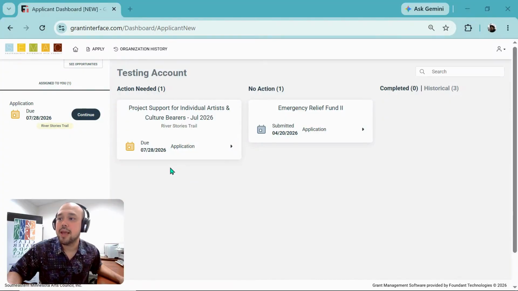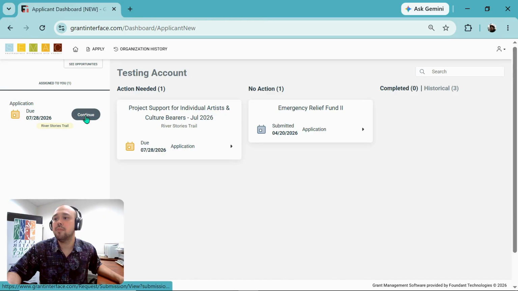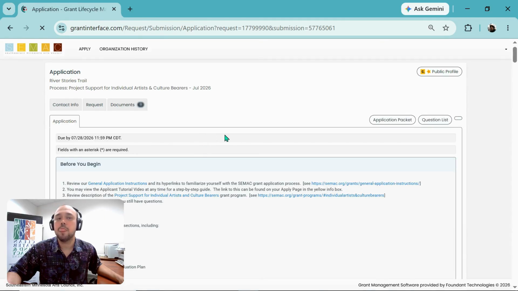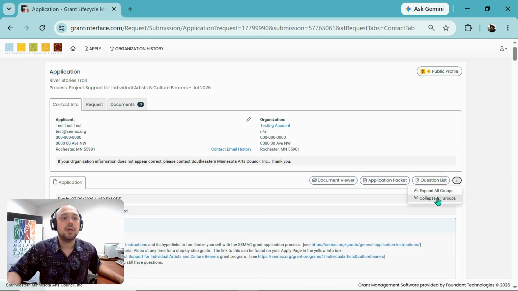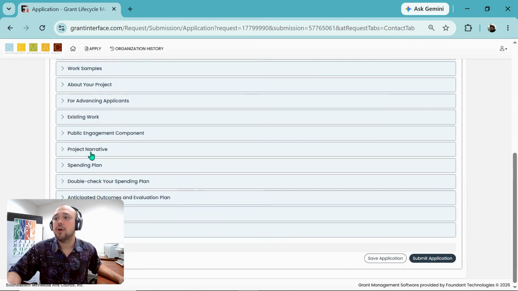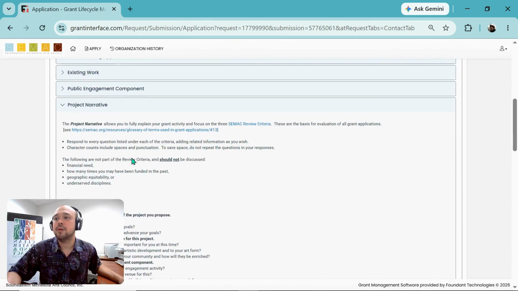All right, here we are back at the dashboard page. I will go right into the application form. We have a lot to cover today. So, today we will be talking about project narrative. Make sure that you take some time to read a bit of this information at the very top. It basically just talks about what to do in this section of the application, and what not to include in your answers.